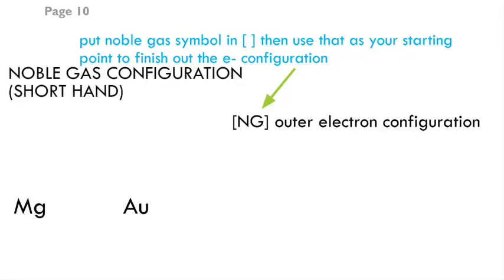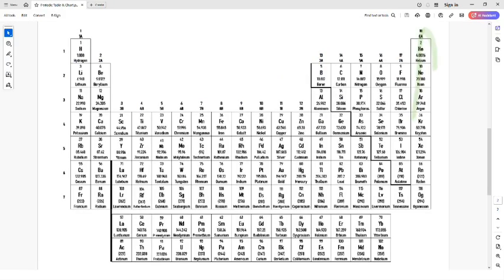Okay, so on page 10 we have some of our final configurations, and the first one is what we call noble gas configuration. On the periodic table, the noble gases are at the end of each row. So they're here all the way from helium down to Og. These are the noble gases, and we're going to treat these kind of like landmarks, so we don't always have to start all the way back at 1s2.